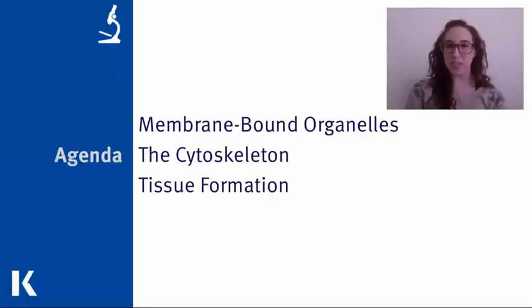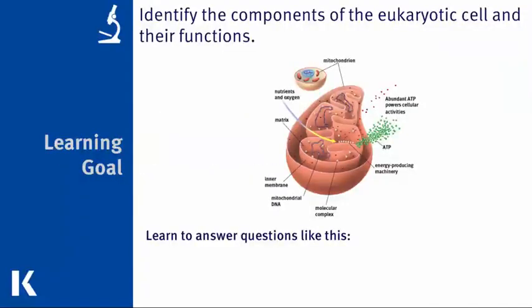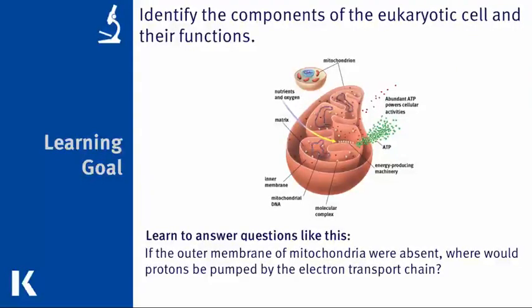This video refreshes your knowledge of the nuts and bolts of eukaryotic cells. That includes membrane-bound organelles and what their jobs are, the cytoskeleton, and how tissues are formed. The main learning goal for this video is to get a general overview of what parts of a eukaryotic cell are and what they're used for. With that in mind, by test day, you should be able to answer questions like this one about the location of mitochondria within a cell.